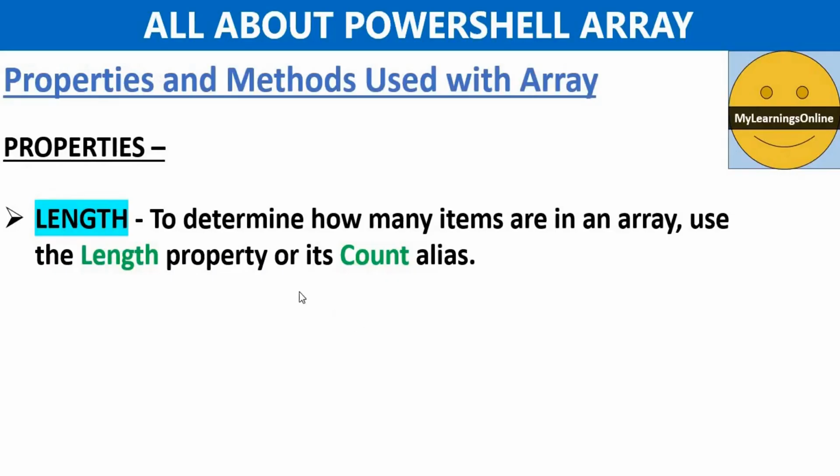We will discuss very common properties and methods that can be used with PowerShell array. Properties are basically attributes of an object that tell something about the object. One of the very common properties is length. To determine how many items are there in an array, use the length property or its alias count. Let's see a quick demo to see how this property works.